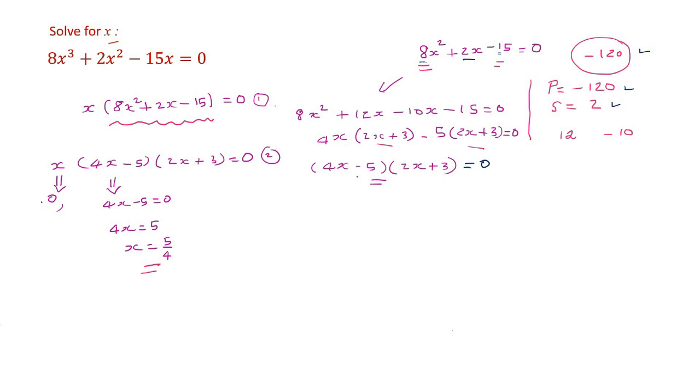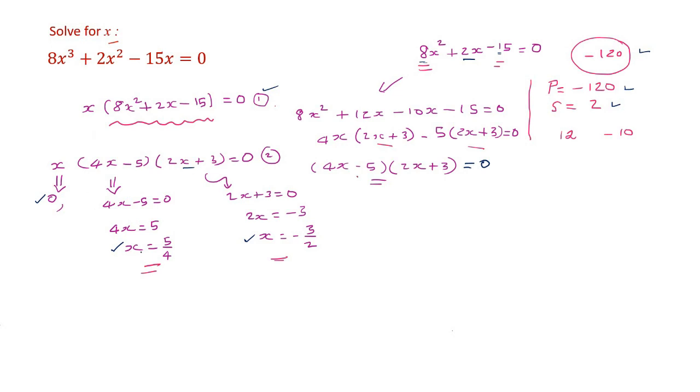So first solution, x is equal to 0. Second solution, x is equal to 5 by 4. Then 2x plus 3 can be 0, so 2x is minus 3, x is minus 3 by 2. So we got all the three values: x is 0, x is 5 by 4, x is minus 3 by 2. X is 0, we can easily check. If x is 0, 0 into anything is 0. So the equation is satisfied.